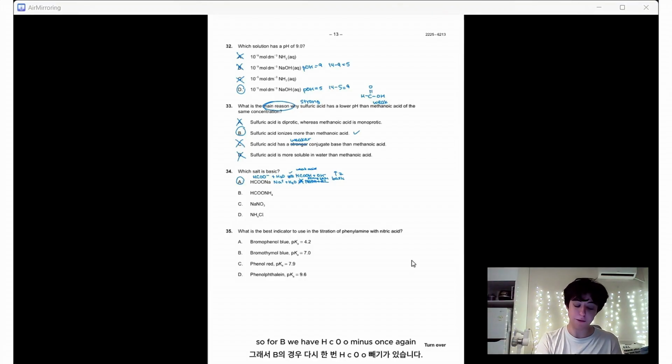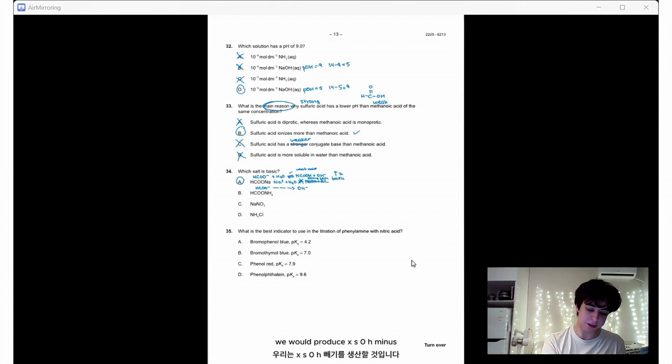Okay, so for B, we have HCOO minus. Once again, we already established above that we would produce excess OH minus. Okay, now let's look at the cation. So here it would be NH4 plus.